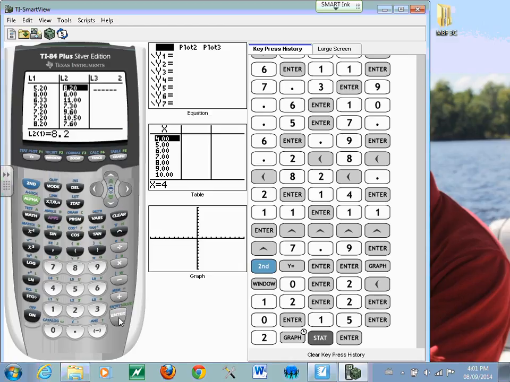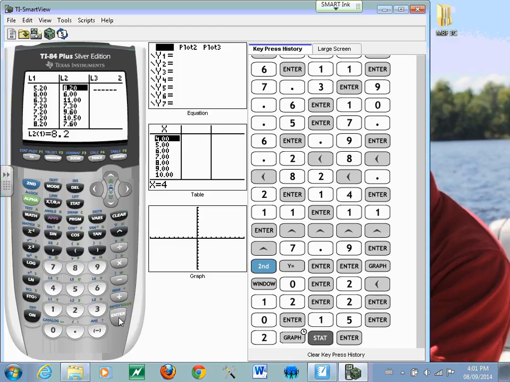Okay, so we already have L1 and L2 and L3. So L1 contains the diameters. Okay, and L2 contains the heights. Okay, let me just double check here that we're on the right track.